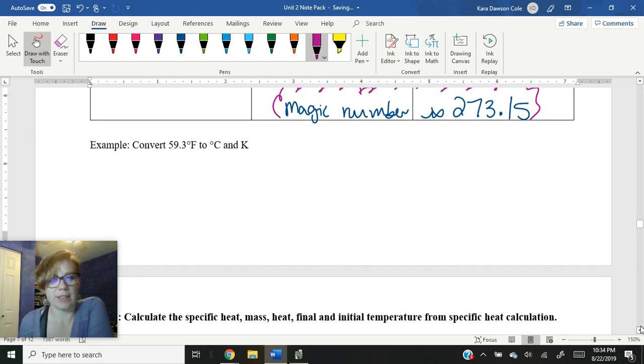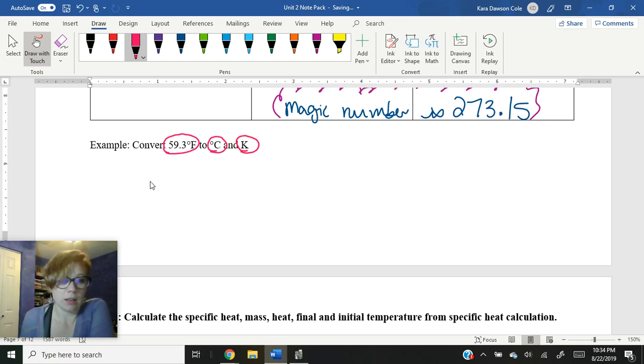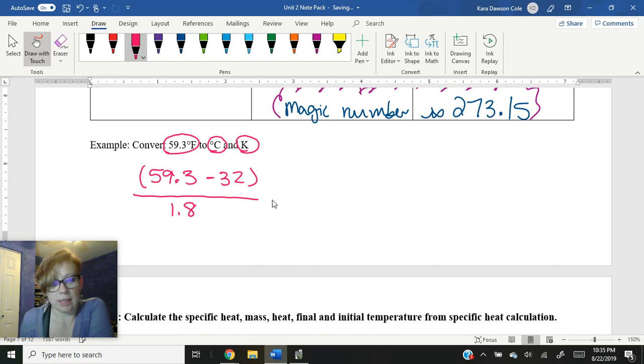All right, so let's look at an example. So we are asked here to convert 59.3 degrees Fahrenheit to Celsius and then to Kelvin. So we've got to get from Fahrenheit to Celsius and then to Kelvin. So then all I'm doing is plugging it into my formula. So 59.3 minus 32, that's all in parentheses, and then I divide by 1.8. That's going to give me my degrees Celsius.